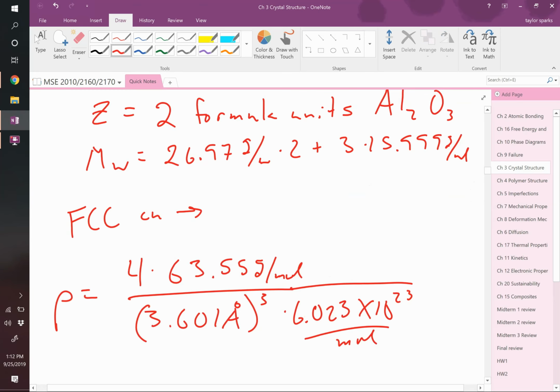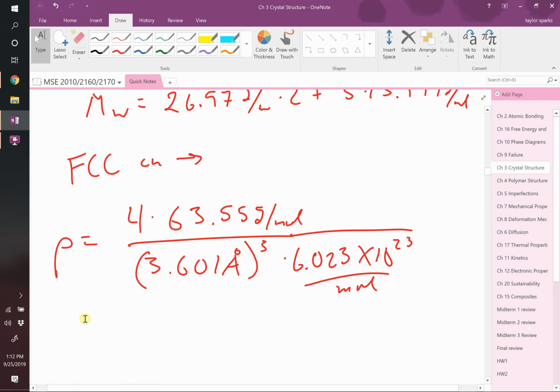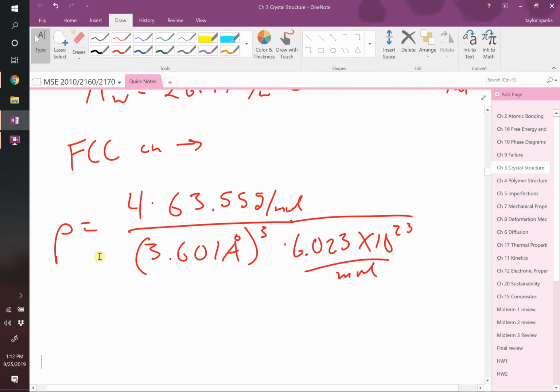What will the units be if we punch this in? What cancels? The per moles cancel. So we're going to end up with grams per angstrom cubed. Is that a useful measure of density? Not particularly. It's going to be some tiny, tiny number. But much more common is kilograms per meter cubed or grams per centimeter cubed. That's the most common units of density.